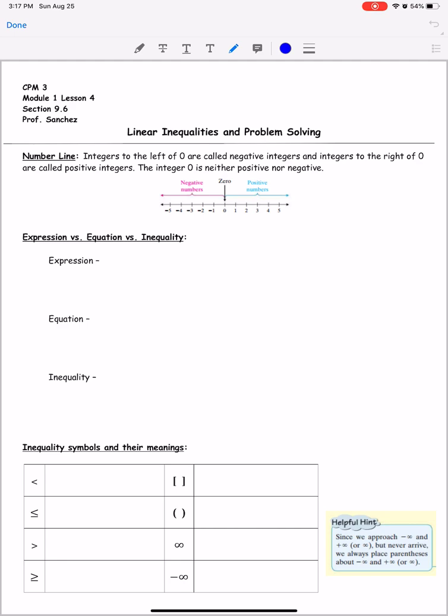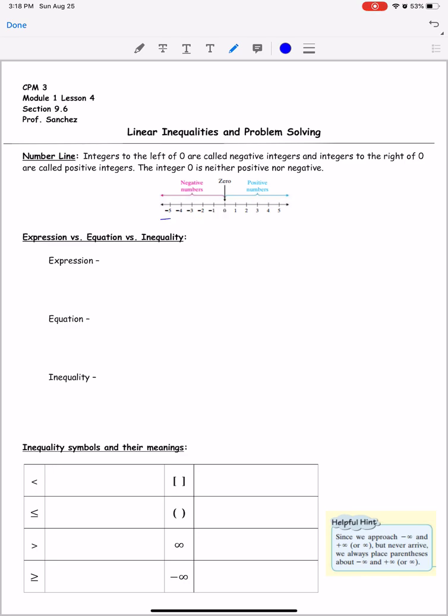It says first, the number line: integers to the left of 0 are called negative numbers. Integers to the right are called positive. The integer 0 is neither negative nor positive. So if you notice, we're kind of used to this positive number line. What you have to remember is that whenever you go to the negative side, those numbers need to go backwards to the way we're used to, since we're so used to positive numbers. So it's got -5, -4, -3, -2, -1.